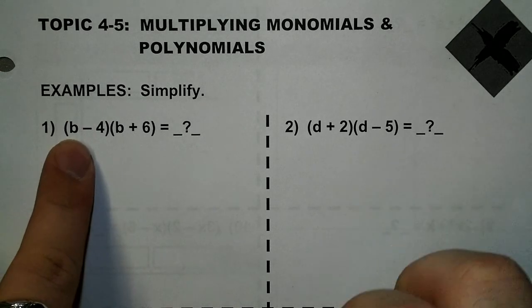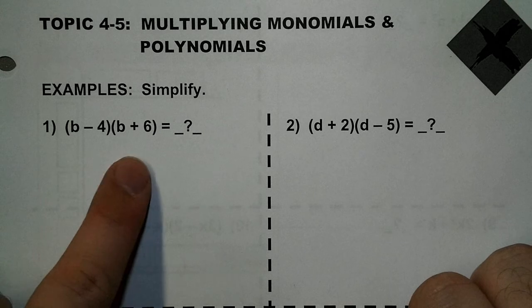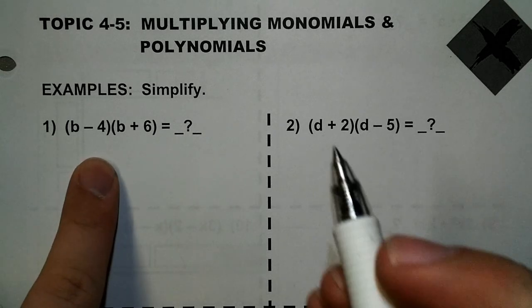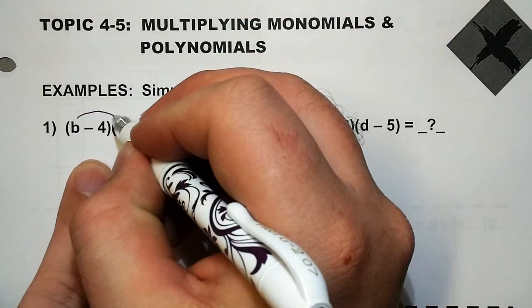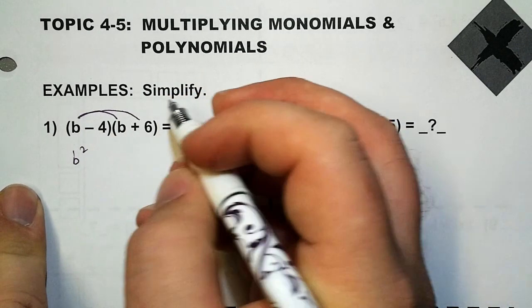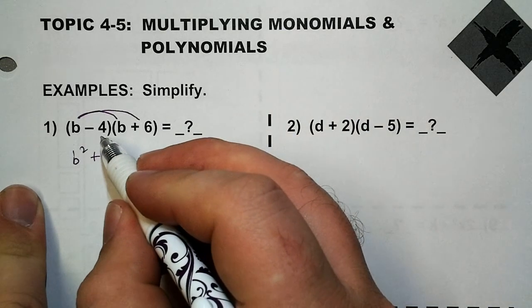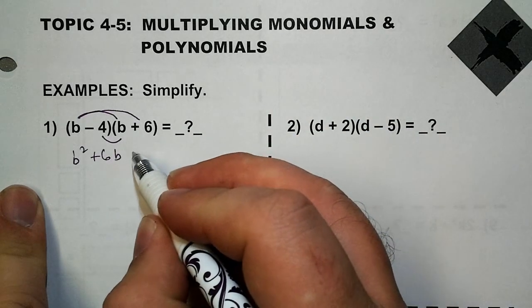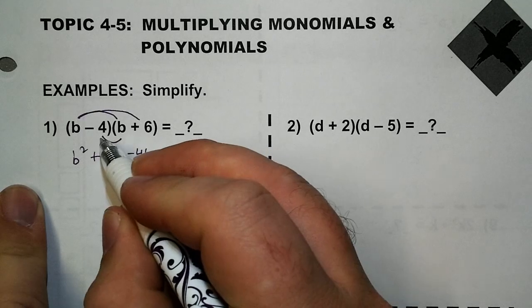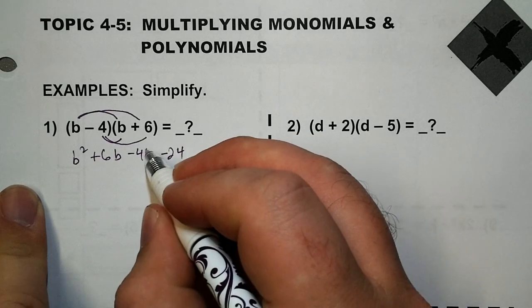Our first example, we've got b minus 4 times b plus 6. Well, in this one we can just use FOIL, right? B times b is b squared. B times 6, 6b. Now move on to the next value. We've got negative 4 times b, which is negative 4b. Then negative 4 times 6, which is negative 24.